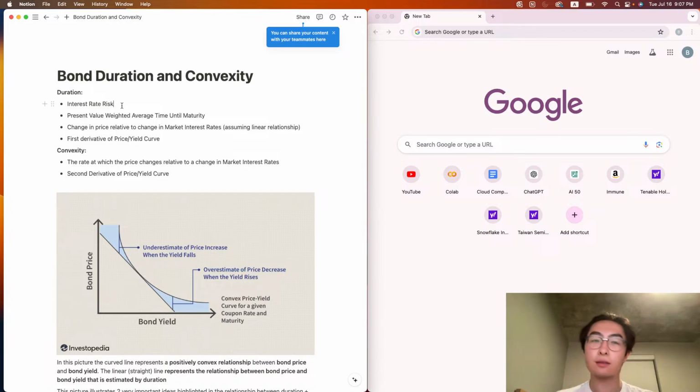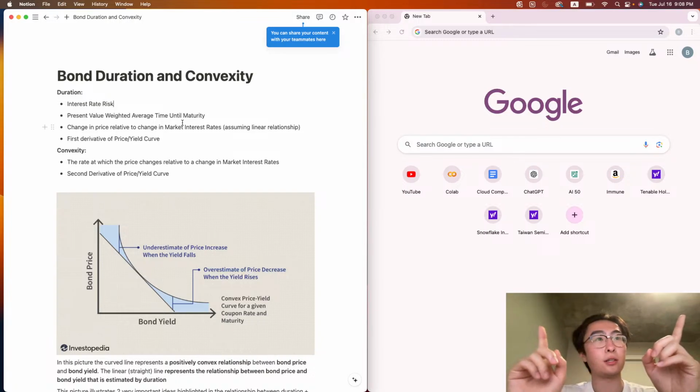Now, the second definition I've heard, and I think this really goes to the idea of Macaulay duration, is the present value weighted average time until maturity. So this is more of a mathematical definition. I don't know if it actually has any substance to it, but from a mathematical point of view, you can think of the present value weighted as 2 vectors: a vector with weights and a vector with the time or the period.